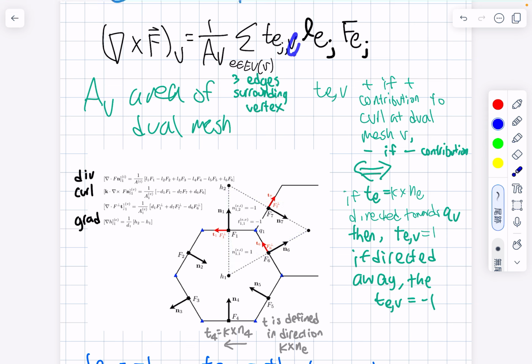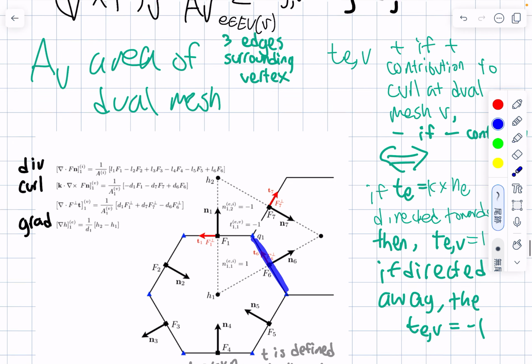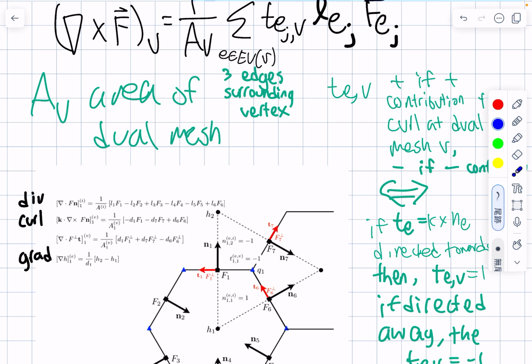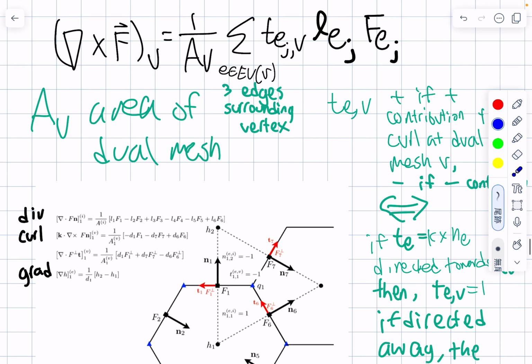Then this one will be T of E_J of Q1, so we're looping through all the edges. Let's do this edge first. Then we would use this T normal vector, which is to the right of the n normal vector. And we also need the length of this edge. We're going to call it L_EJ, the length of this edge.